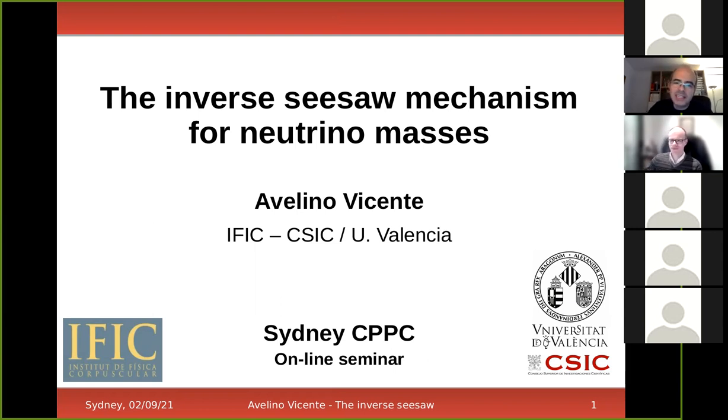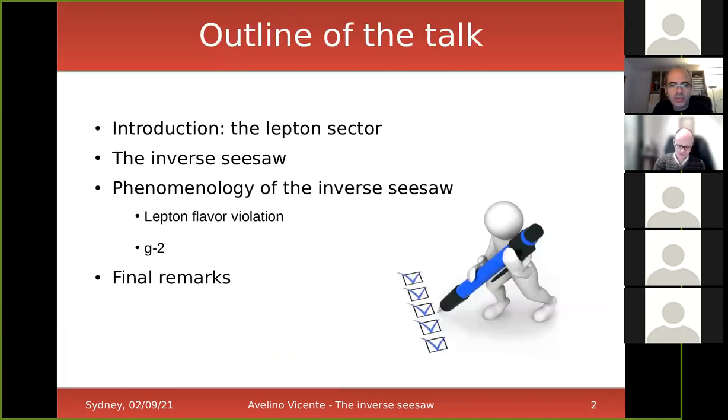So I'm going to discuss something that I guess most of you would be familiar with, which is neutrino masses. And I know that some of you are big experts on the subject. In particular, I will concentrate on a mechanism that has been used for many years already, but it's maybe not as popular as the standard seesaw. And this will be the inverse seesaw.